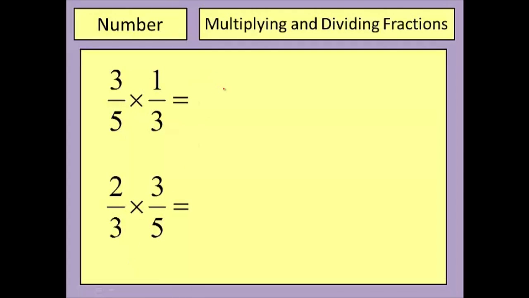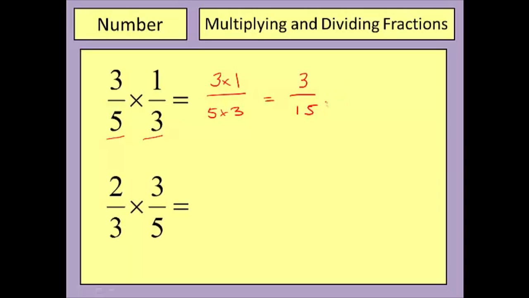In this video we're going to be looking at multiplying and dividing fractions. Now don't worry, this is much easier than adding and subtracting. For example, I do not need the two denominators to be the same. So when I multiply two fractions together, I times both numerators together. So in this case I'm going to do 3 times 1, which is 3, and I multiply both denominators together. So in this one, 5 times 3, which is 15.